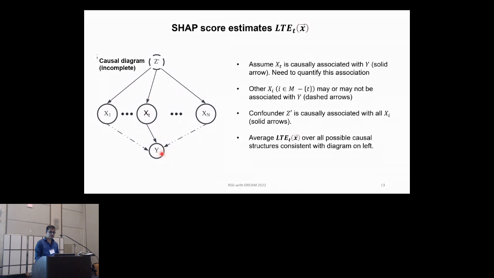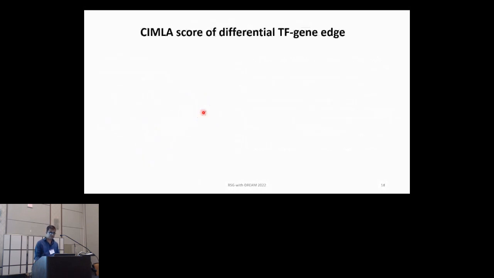The proof works under the assumption of a causal diagram shown here, where the TF of interest, XT, has a causal association with Y, and we seek to quantify this association. The other TFs, XIs, may or may not be associated with Y, and in this sense, the causal diagram is not fully resolved. Our solution to this incomplete causal diagram is to average the LTE over all possible causal structures consistent with this diagram. And this average is what we find to be equal to the local SHAP score, under certain assumptions.